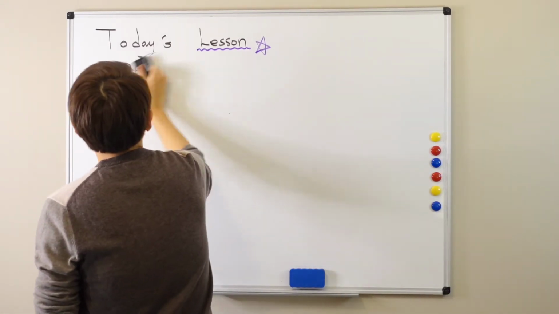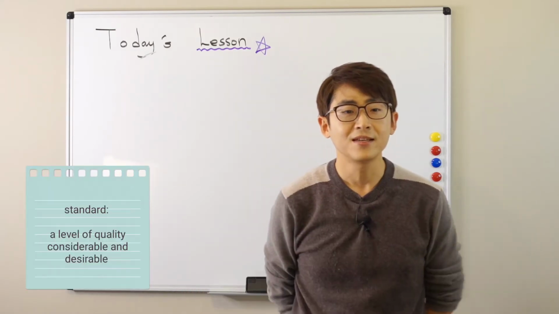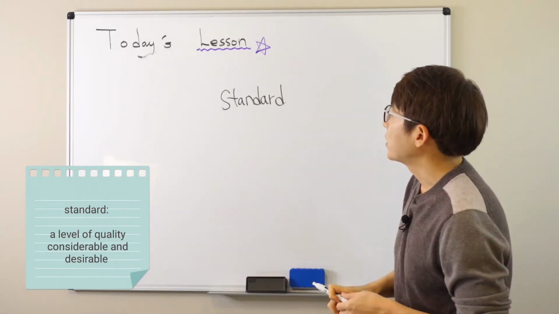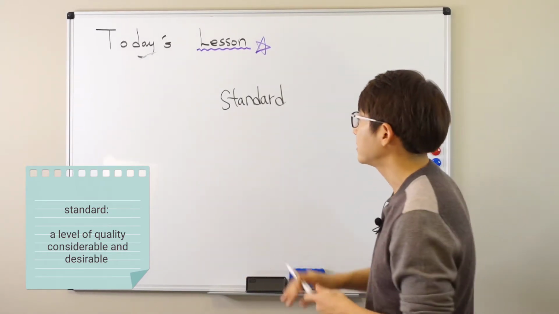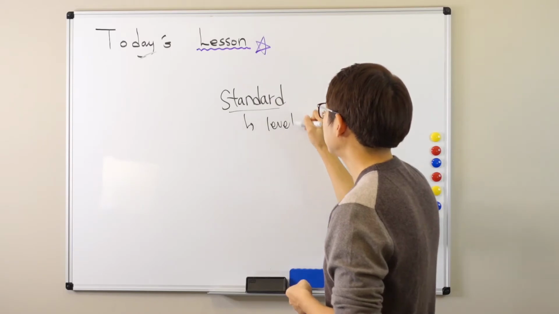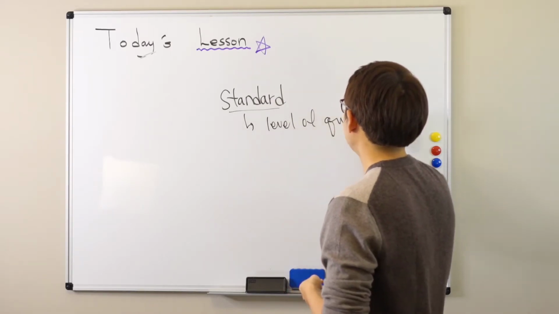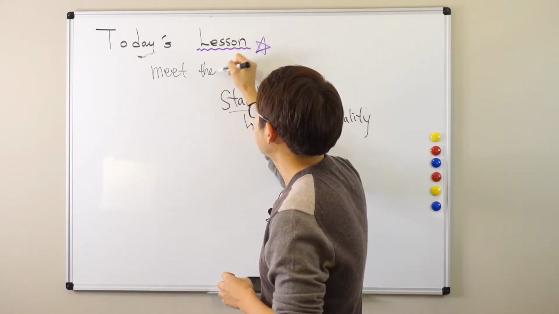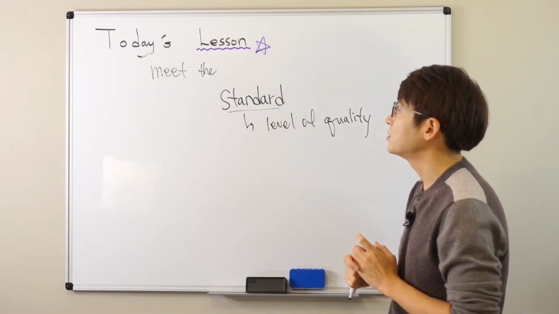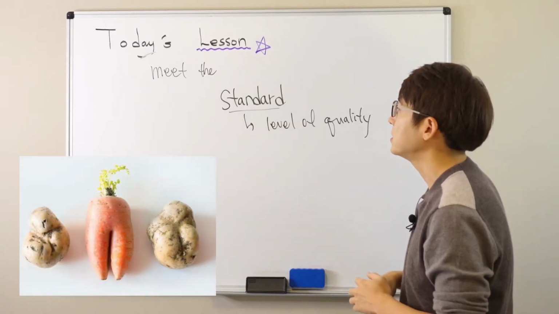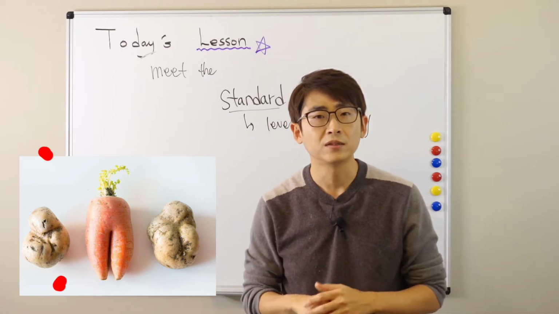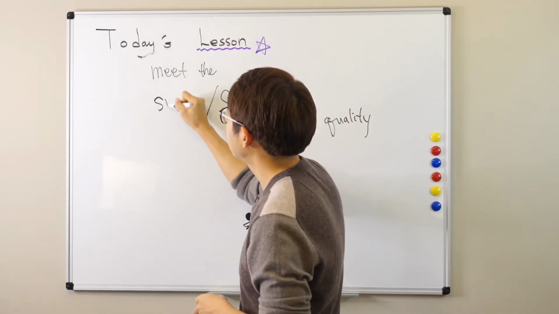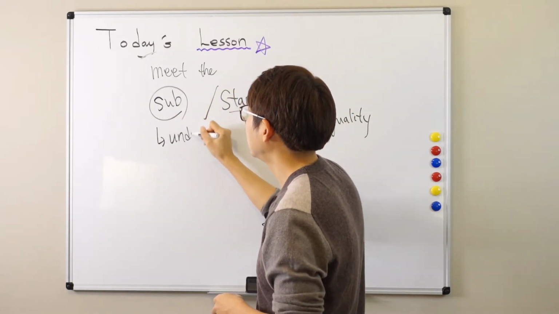And the next example I would like to talk about is standard. So when you say something has a standard, it means it has a certain level of quality. So meet the standard. Meet the standard is another popular phrase that we use all the time. So this vegetable does not meet the standard. Therefore, it cannot be sold on the market. Okay. So if we put sub in front of this word, this one becomes under again.